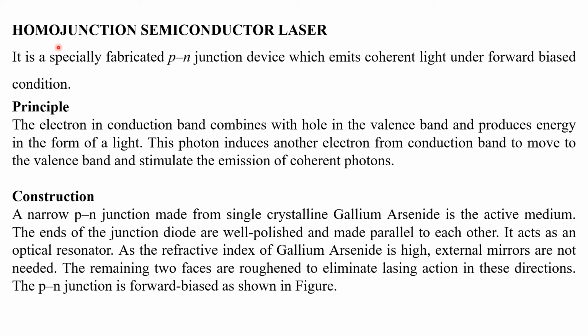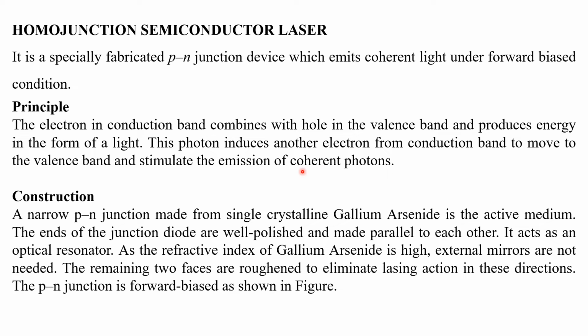Now let us see in detail about Homo junction semiconductor laser. It is a specially fabricated PN junction device which emits coherent light under forward bias. Now what is the principle? The electron in the conduction band combines with the holes in the valence band and produces energy in the form of light. This photon induces another electron from the conduction band to move to the valence band and stimulates the emission of coherent photons.